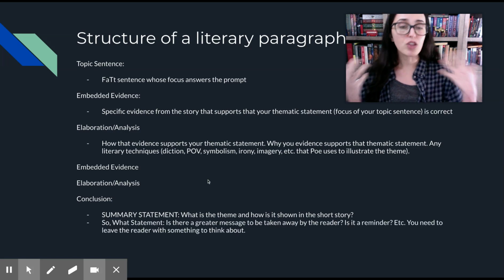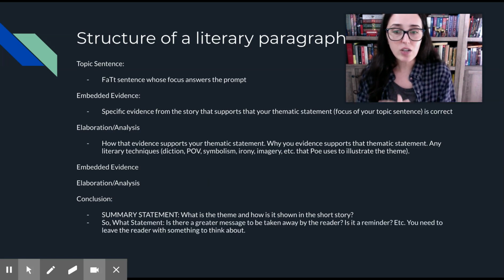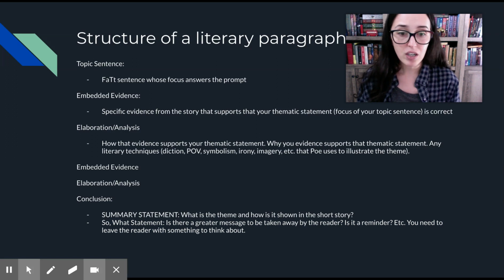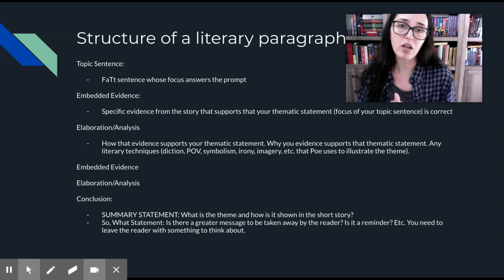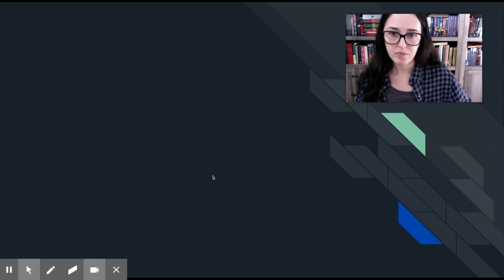And then finally, the so what statement. Is there a greater message to be taken away by the reader? Is it a reminder for us? You need to leave the reader with something to think about. When we're talking about the topics of deceit and revenge, what is something for the reader to consider that Edgar Allan Poe touches upon about human nature?